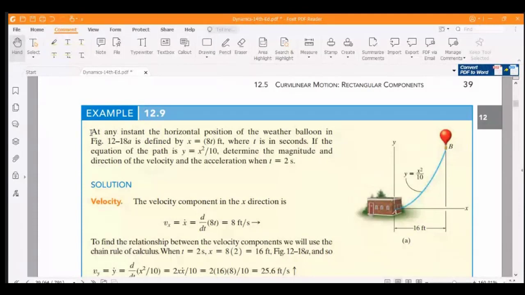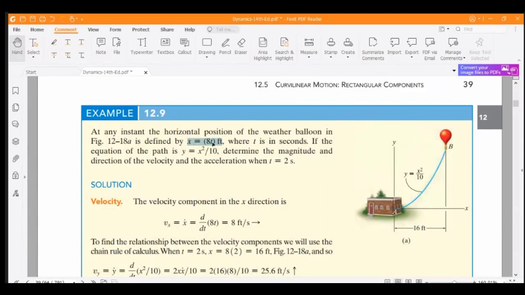At any distance, the horizontal position of the weather balloon in this figure is defined by x equals 8t feet, where t is in seconds. If the equation of the path is y equals x squared by 10, determine the magnitude and the direction of the velocity and acceleration when t equals 2 seconds.